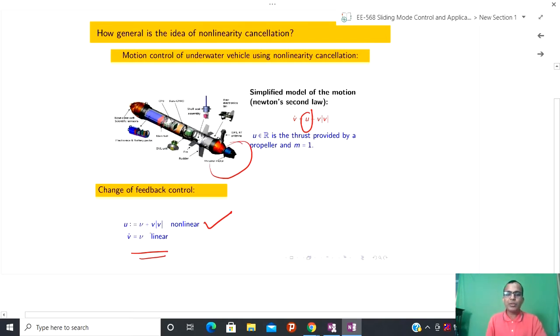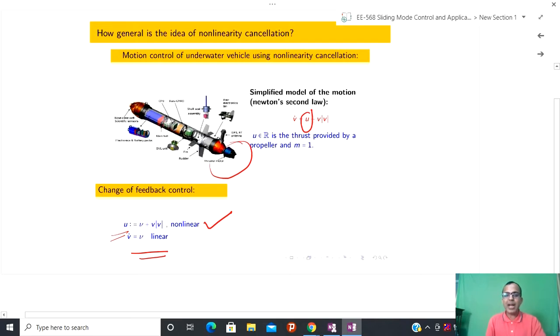It means that you can see the original control u equal to nu plus v mod v still contains some kind of nonlinear part. So this is no longer a linear control. The original control is still nonlinear, but the closed loop system becomes linear.